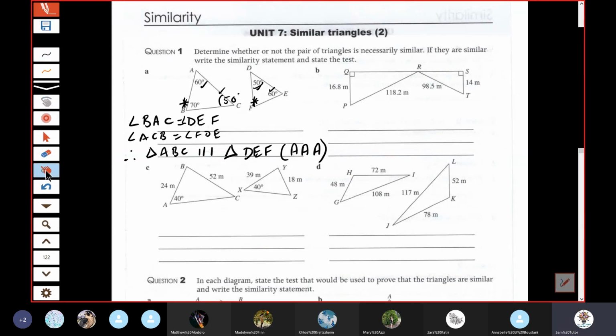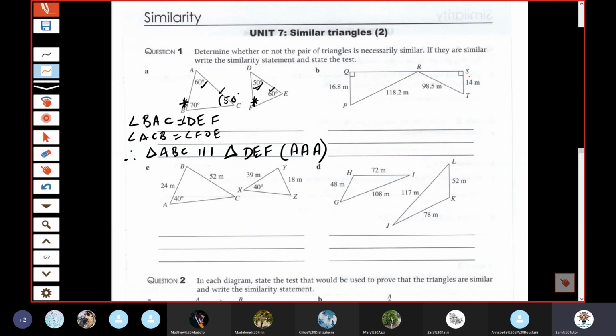Well, you can see for this one, unfortunately, I don't have all the angles. So I can't say what value this is. I can't say that angle is equal to that angle or this angle. I can say that's 90 and that's 90. That's good, but then I'm stuck. So I can't use the angle, angle, angle reason. There's going to be a different approach to this.